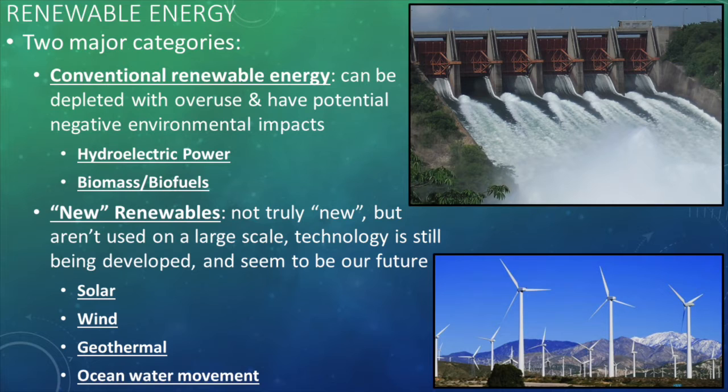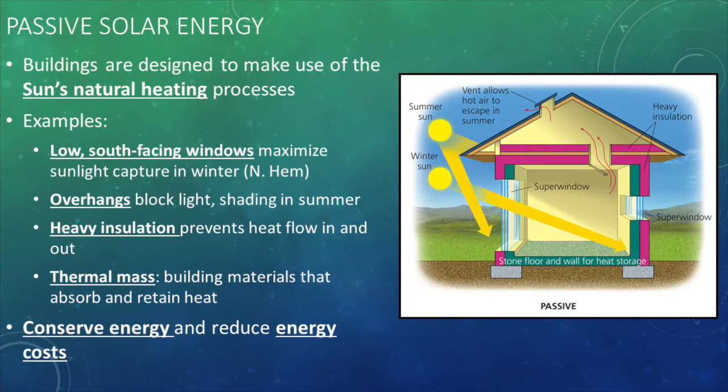Some make use of new technology, also known as new renewables, and some make use of mature technology, aka conventional renewables. However, in either case, new research is continuously improving technologies to make these alternatives more and more viable. Conventional renewables include hydroelectric power and biomass, and new renewables include solar, wind, geothermal, and ocean water movement energy resources. First, we'll start with solar.